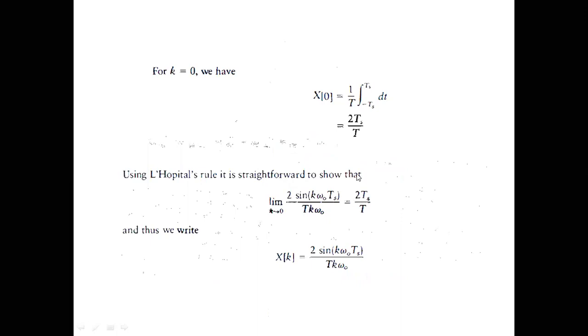So what's the answer we are getting? It is 2Ts by T. So here is the answer. This is X of k, this is the value. Omega naught is 2 pi by T. So this is the value for k not equal to 0, and this is the value for k equal to 0.